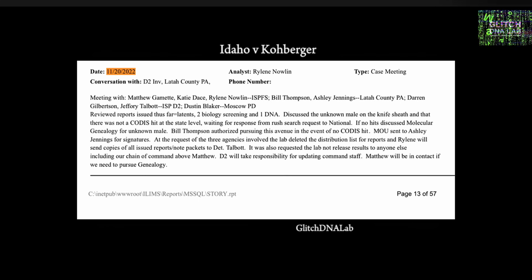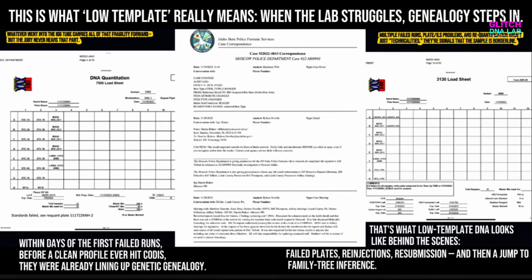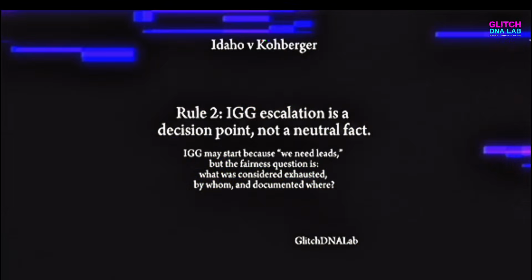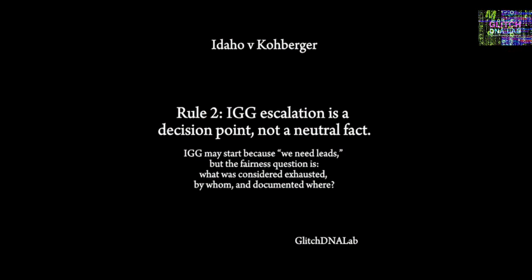Who decided other leads were exhausted? And on what recorded basis? I'm not saying the decision was improper. I'm saying this is exactly when the record needs to show the criteria, the approvals, and what alternatives were ruled out. Rule number 2. IGG escalation is a decision point, not a neutral fact. IGG may start because we need leads, but the fairness question is, what was considered exhausted? By whom? And documented where?